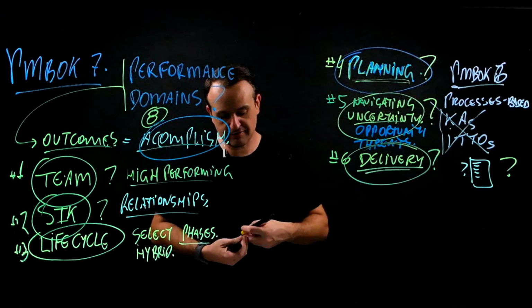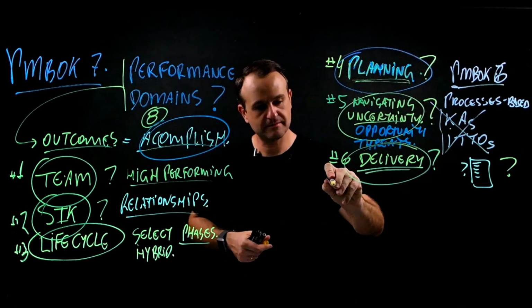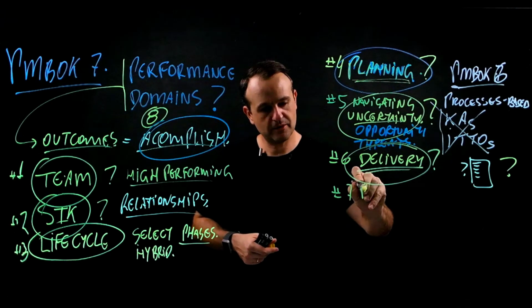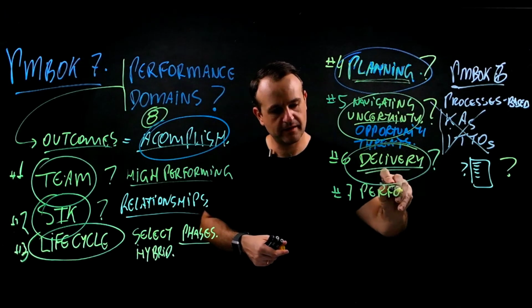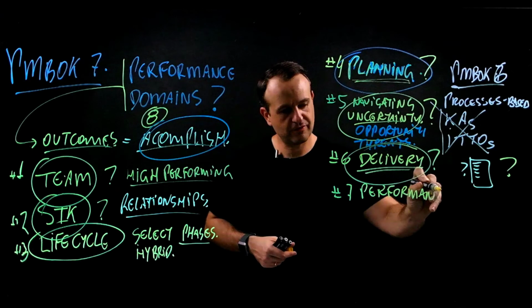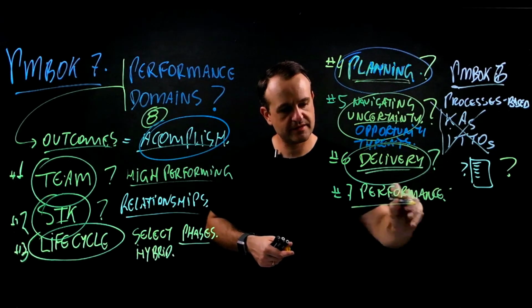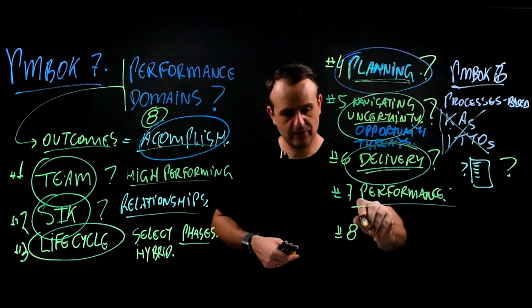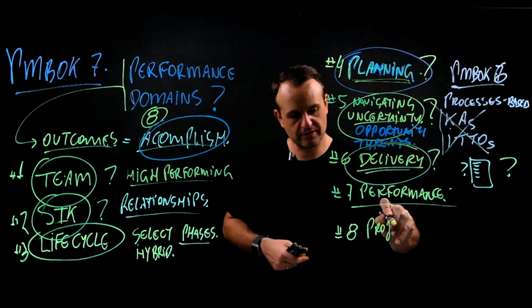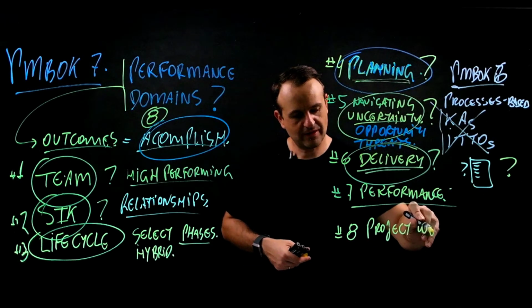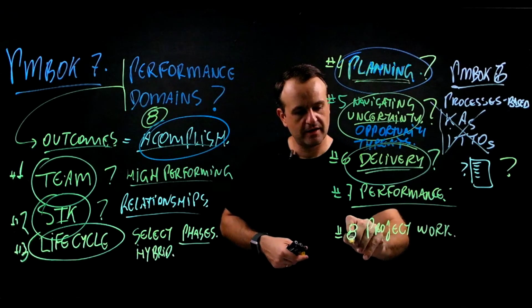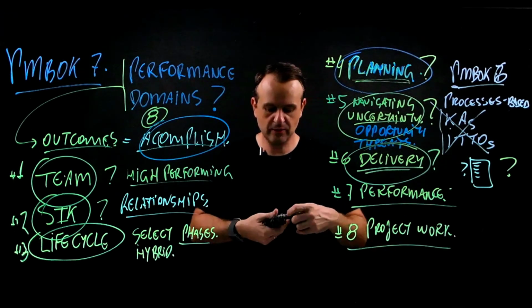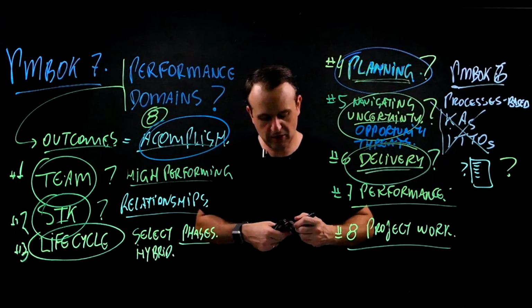Number 7 is performance, and I'm also going to include the next one. This is the performance domain number 7, and in number 8 we have the project work. So what are the differences here? Again, think about outcomes, what we want to accomplish when we think about performance.